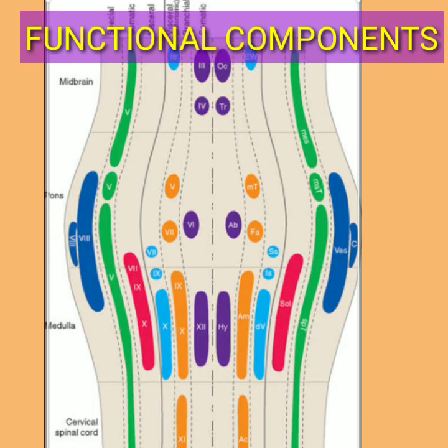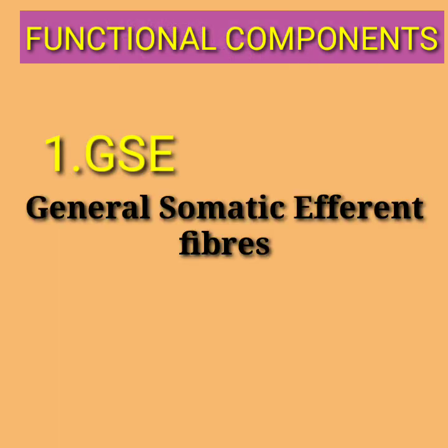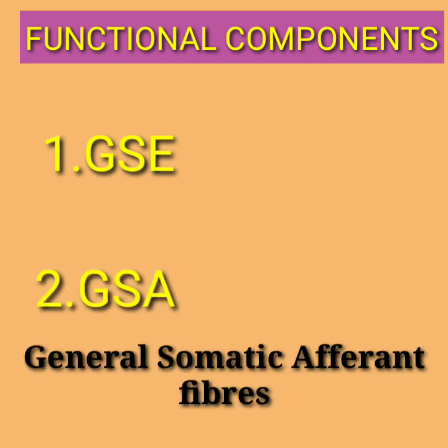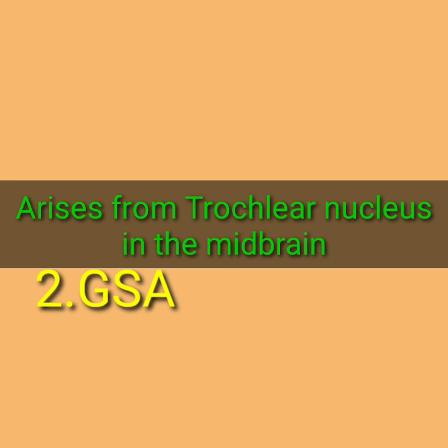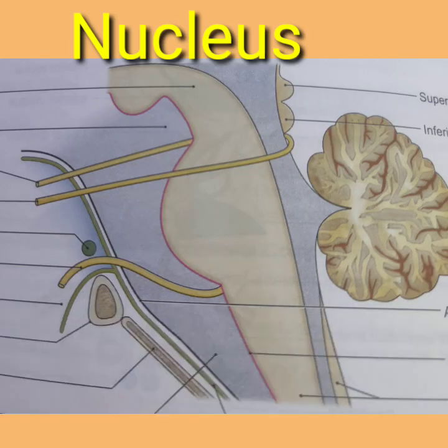Next we see the functional components of the trochlear nerve. There are two functional components, general somatic efferent fibers and general somatic afferent fibers. The general somatic efferent fibers arise from the trochlear nucleus in the midbrain and supply the superior oblique muscle of the eyeball. The general somatic afferent fibers send the proprioceptive impulses from the muscle to the mesencephalic nucleus of the fifth nerve.